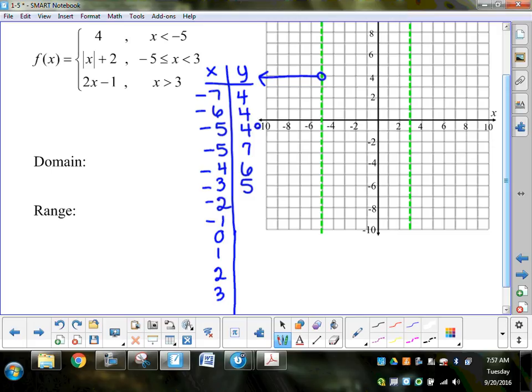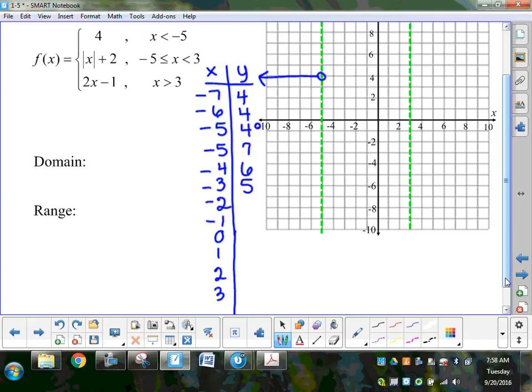So, because that's the one that meets that condition, because the x is somewhere between -5 and 3. So plug a -2 into that piece. What's the absolute value of -2? How far away is 2 from 0 on the number line? 2. And then you add 2 to it, and what do you get?